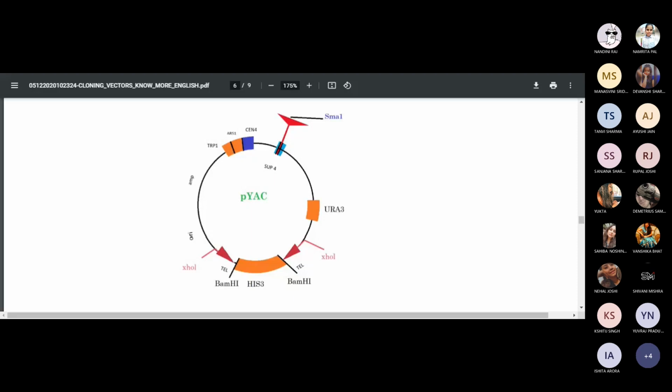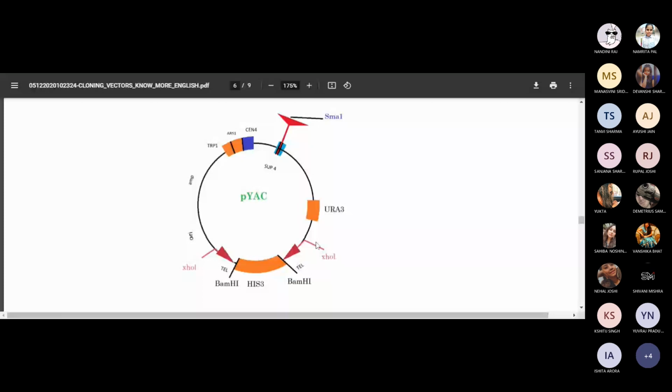One more thing: you can see URA3 is there, and TEL is there. These TELs are the telomeres, and between them is a region where the digestion site is going to be. When it is circular, it is going to replicate within your bacterial cell. Once you want to transfer to the eukaryotic system, you have to linearize it, treat it with BamHI, and it becomes linear, and the linear form serves you as a vector for yeast, and then you can transfer this into the yeast.